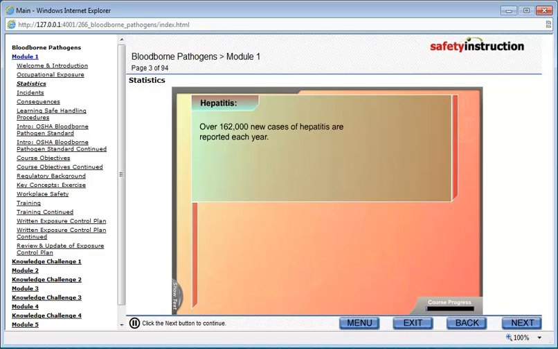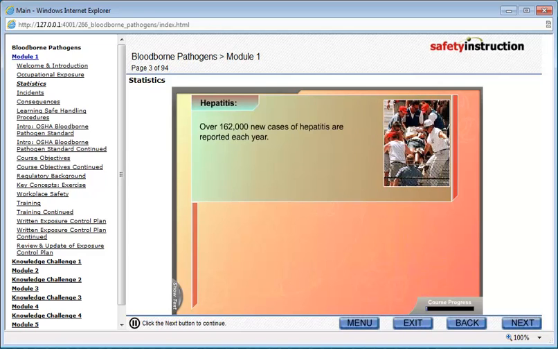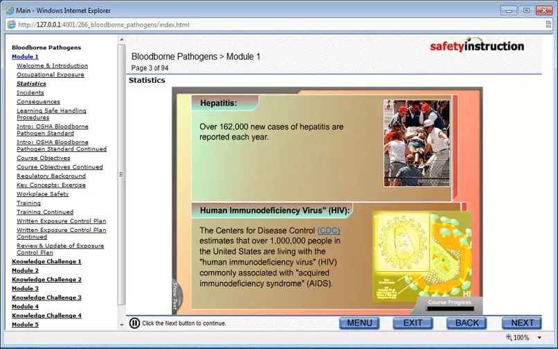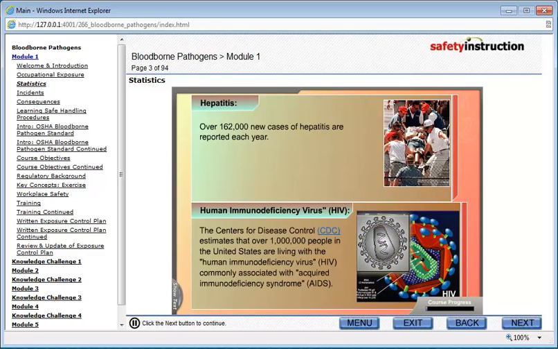Over 162,000 new cases of hepatitis are reported each year. The Centers for Disease Control, CDC, estimates that over 1 million people in the United States are living with the human immunodeficiency virus, HIV, commonly associated with acquired immunodeficiency syndrome, AIDS.